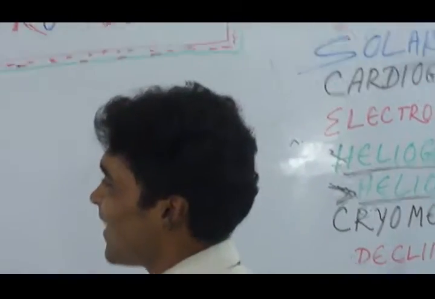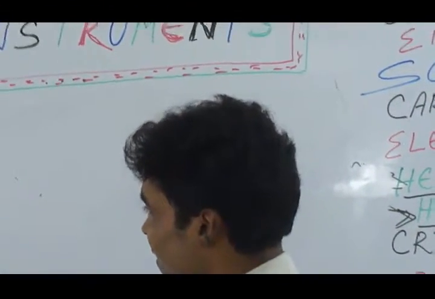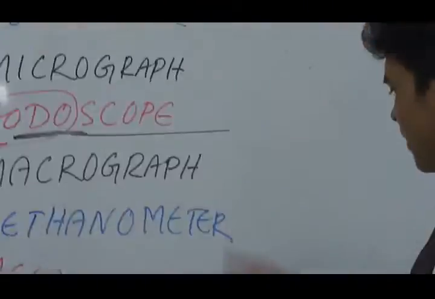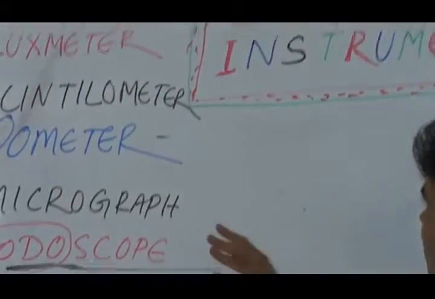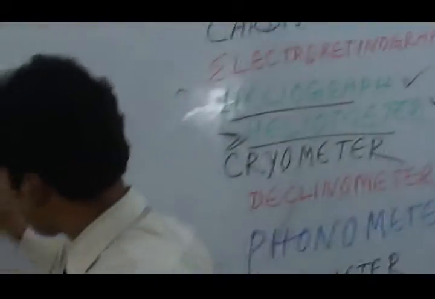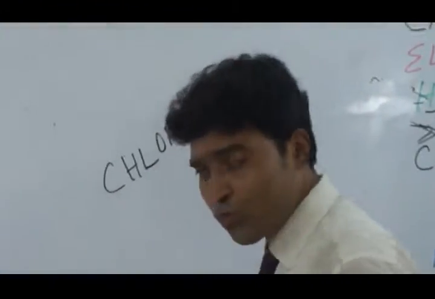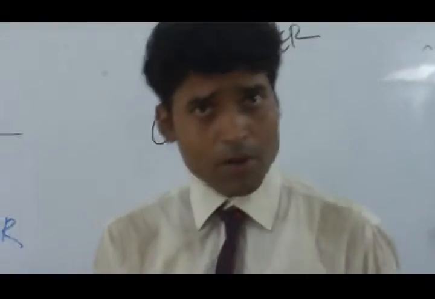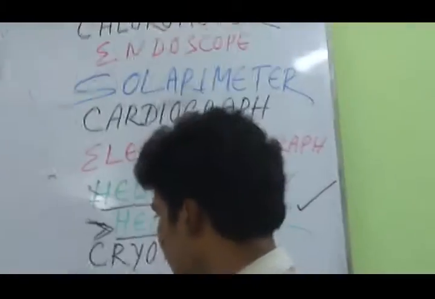Anyway, now we'll discuss one important thing. Micrometer is over, megascope, microscope, magnetometer, scintillometer, ohmmeter are all over. Chlorometer is very simple. Chlorometer means the instrument used for measuring the amount of chloroform. Another thing is declinometer. Declinometer is related to magnets, so magnetic declination is measured by declinometer.